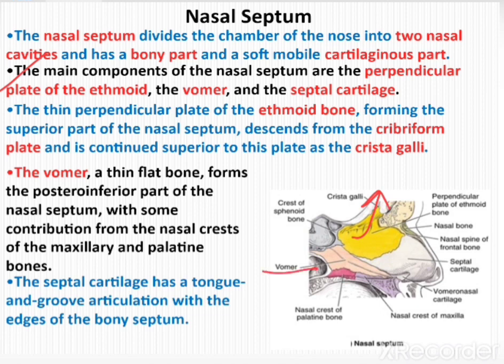Next we come to the vomer. It is a thin flat bone which forms the posterior inferior part of the nasal septum, with some contribution from the nasal crest of the maxillary and palatine bones. The septal cartilage has a tongue and groove articulation with the edges of the bony septum.